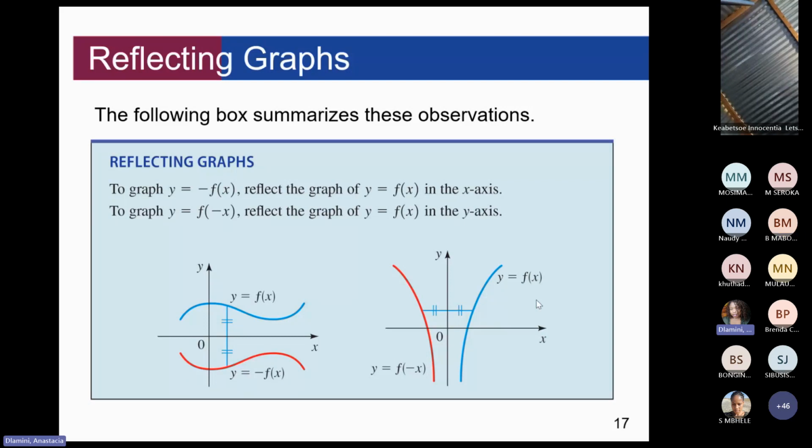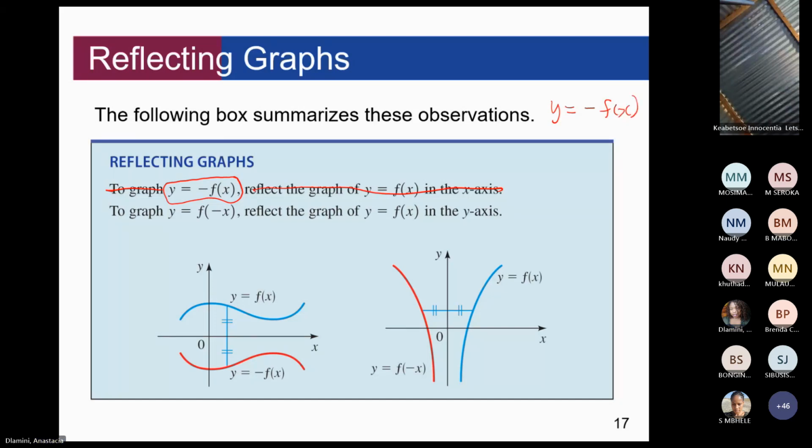Now to graph y equals minus f of x, reflect the graph of y equals f of x in the x-axis. Guys, this is one of the ways I normally used to do it when this reflection was confusing. I look at this, I don't care about this, and I don't care about this. I look at what I'm given: y equals minus f of x.